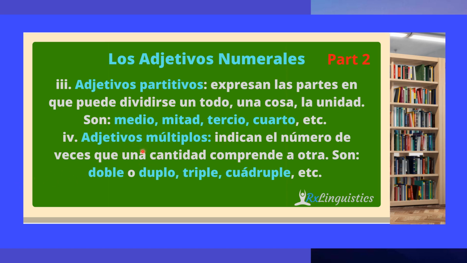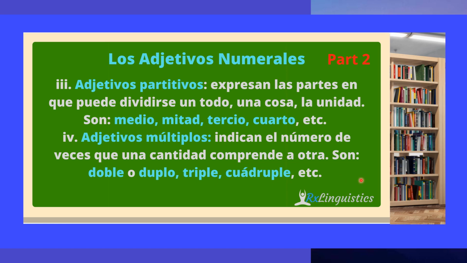The next one is adjetivos múltiplos. So double, triple, quadruple, all those are, in English, multiple numeral adjectives. In Spanish, they are adjetivos numerales múltiplos. You have doble or duplo. I mean, doble is more common than duplo. But doble, triple, quadruple, and so on and so forth.